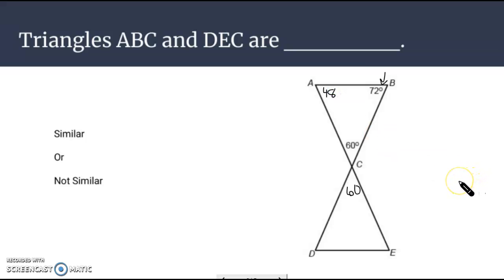Alright, and it's not showing here, but we're also pointing out that these two lines here are parallel. And if we have two parallel lines, then we have alternate interior angles, meaning this is 48 and this down here is also 72. So at least two of the angles are the same, and now we know that all three of them are, therefore the two triangles are similar.